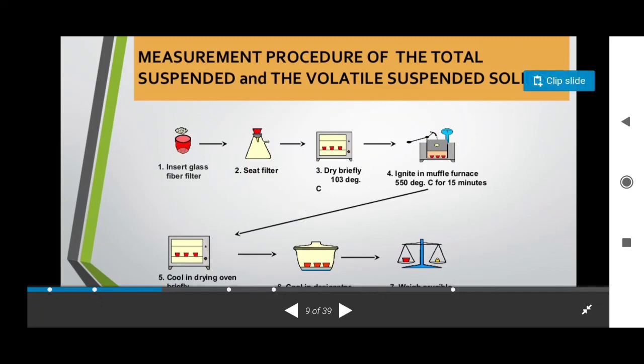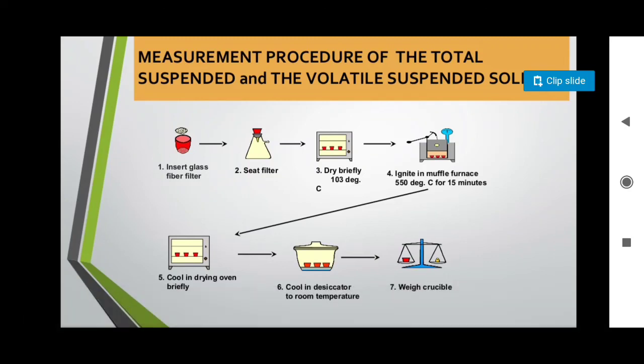What we do after that is cool it in a drying oven briefly. The temperature in a muffle furnace can go up to 1800 degrees centigrade, and at such high temperature the porcelain dish becomes very hot. So when we switch off the muffle furnace, we leave the dish in the oven for a certain time. Then we use another vessel-like structure, which is called a desiccator.